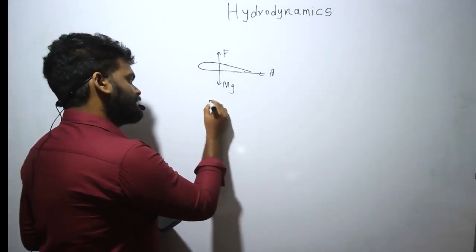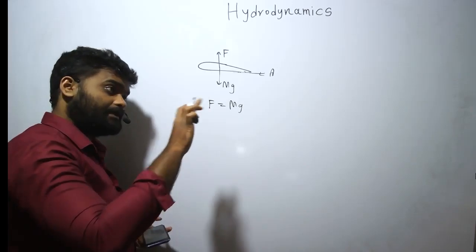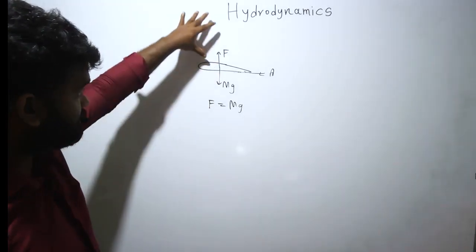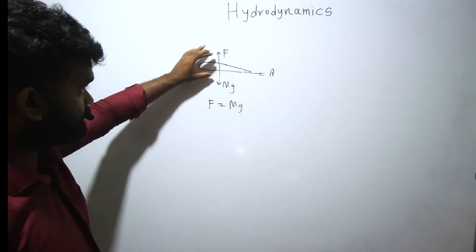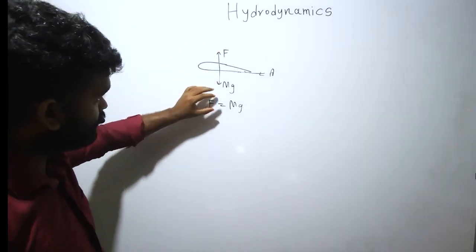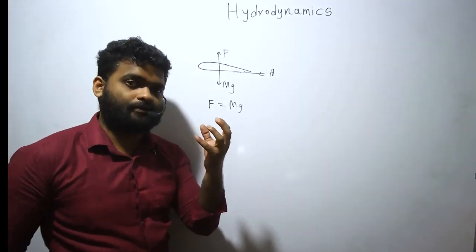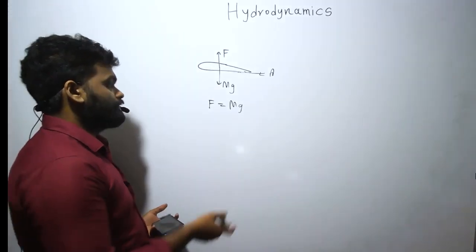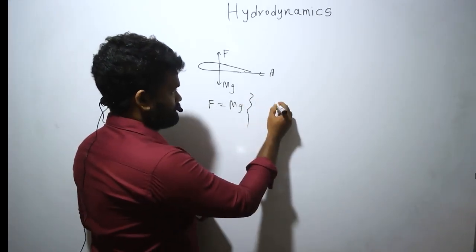Here you can consider that F is equal to mg. Only here, right? But there can be other cases where the airplane is accelerating or decelerating, upwards or downwards. If there's no upward or downward acceleration, you can see that lift is equal to the weight. Lift is equal to the weight. Right. So how do we get this lift force F?